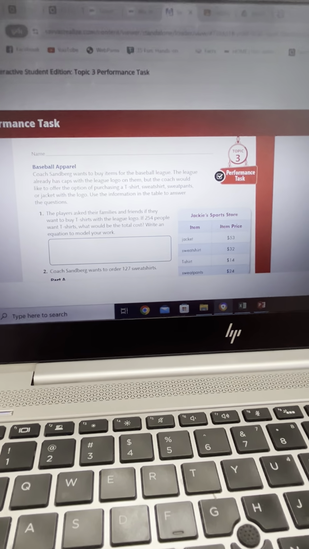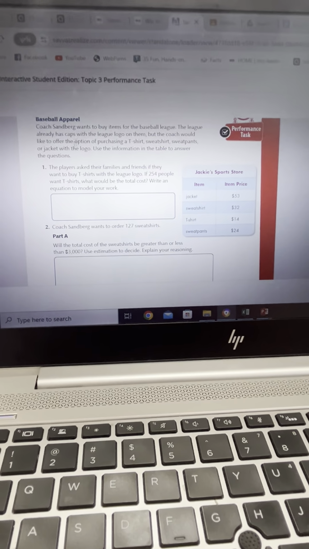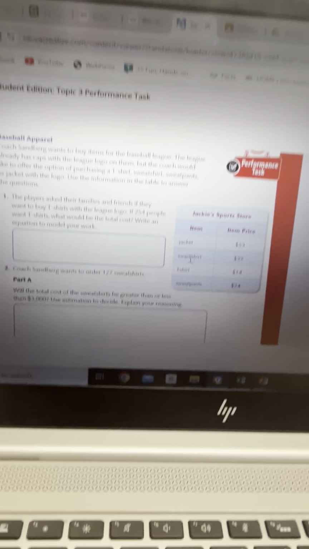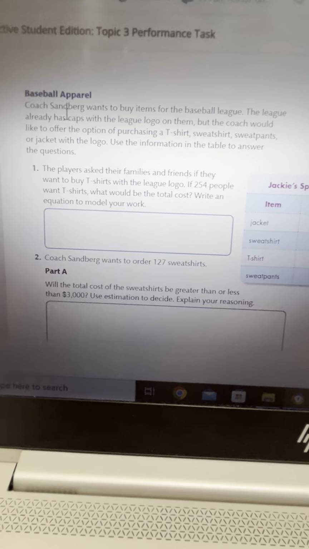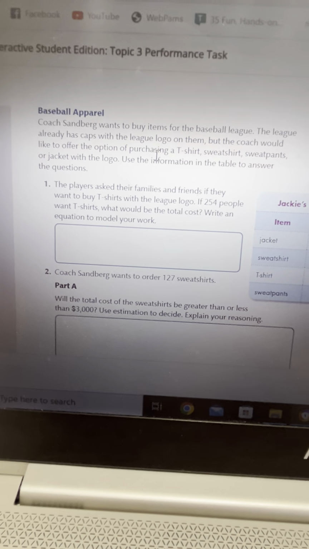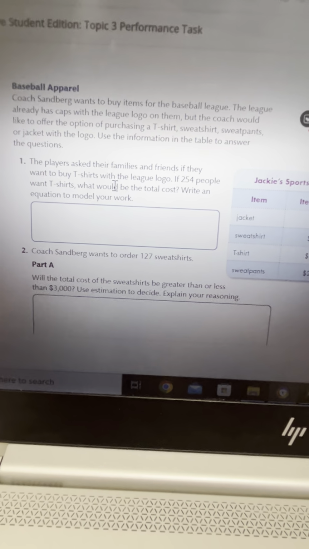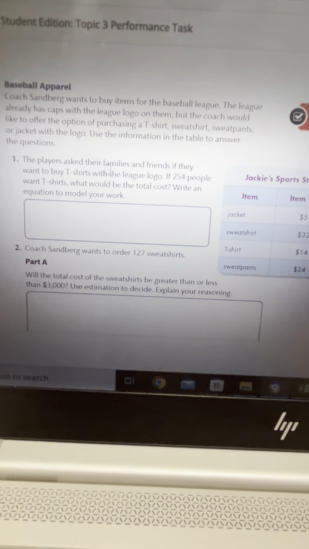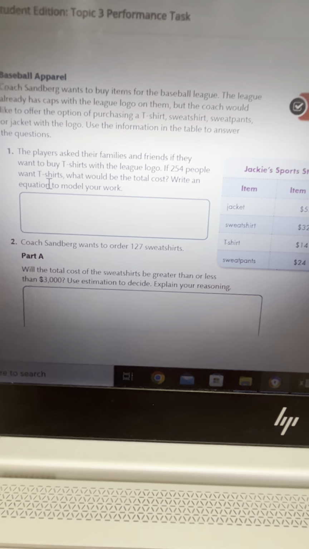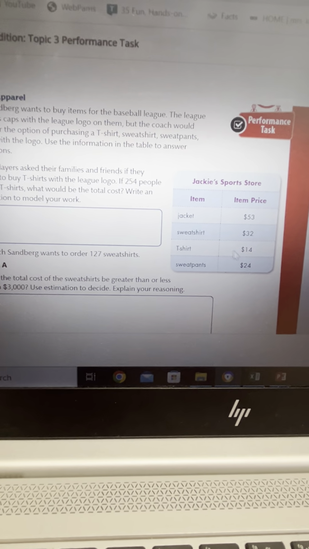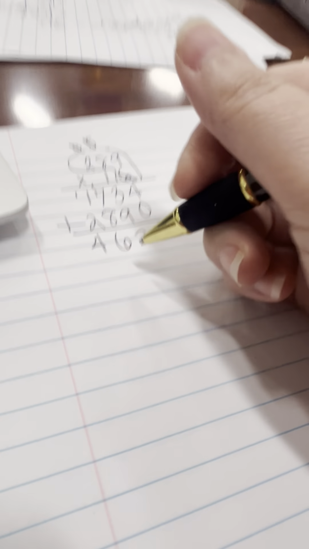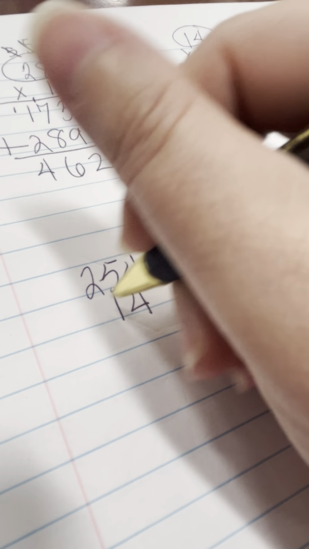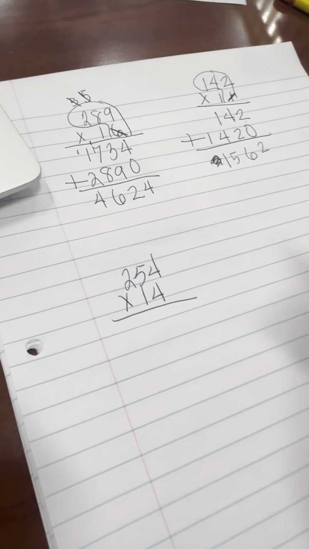All right, and I always tell everybody to always make sure you look and know what all you're working with. So I know I have some item prices. This is talking about he's buying stuff for a league, okay? And pay attention to what they're asking for because we have jackets, sweatshirts, t-shirts, and sweatpants. So if they wanted to buy some t-shirts for 254 people, that's 14 bucks. 254 people times $14. That's some cheap t-shirts with a logo on it.